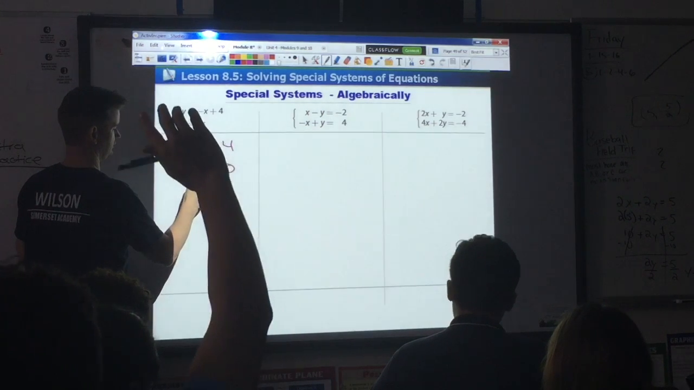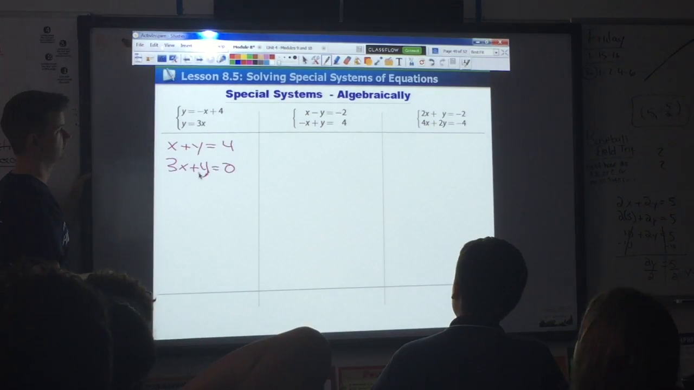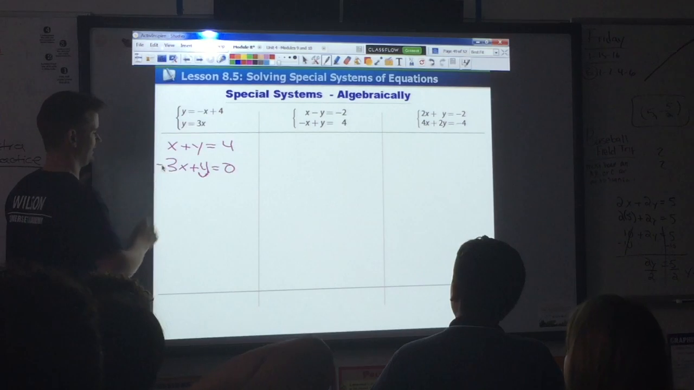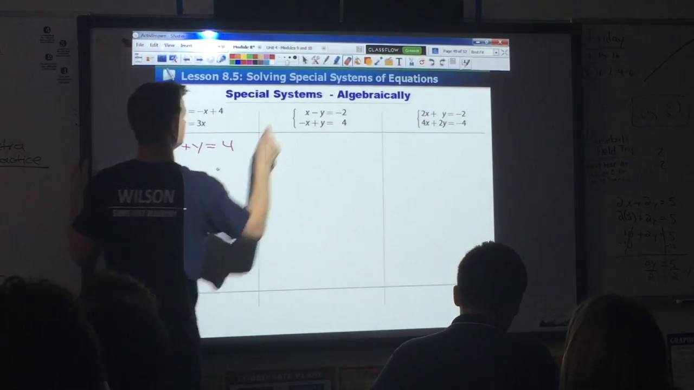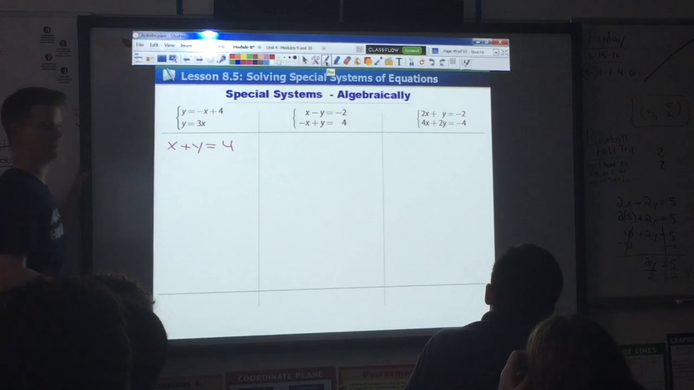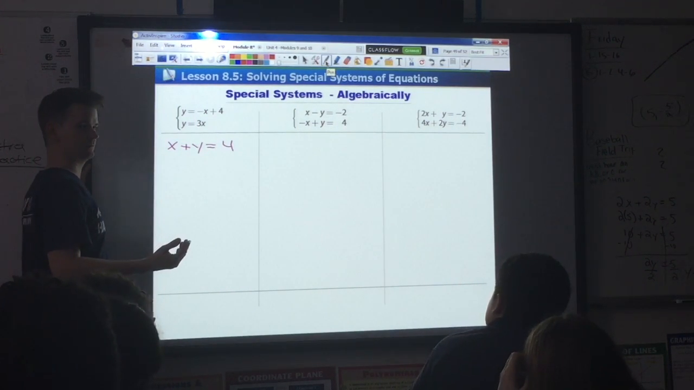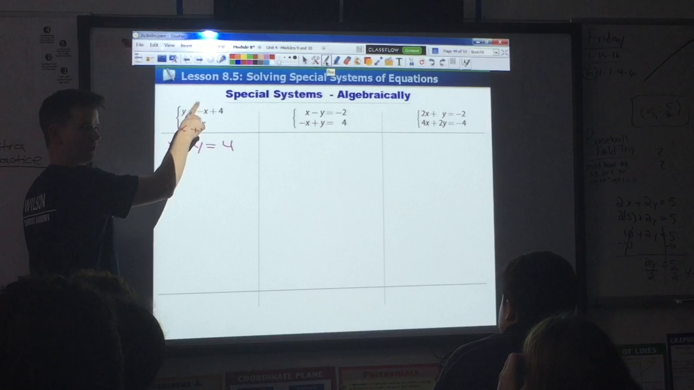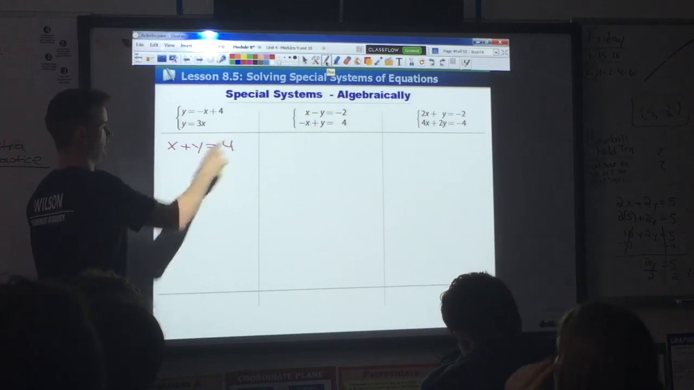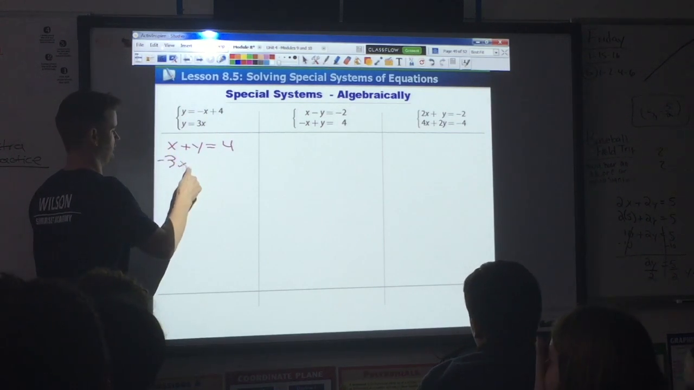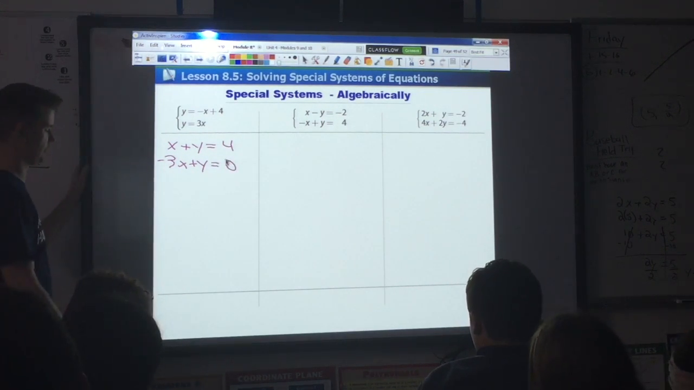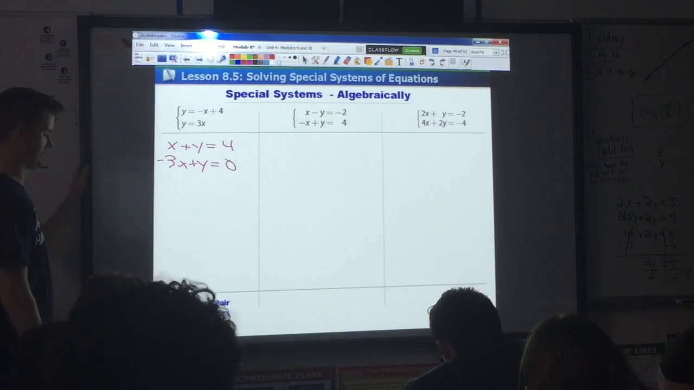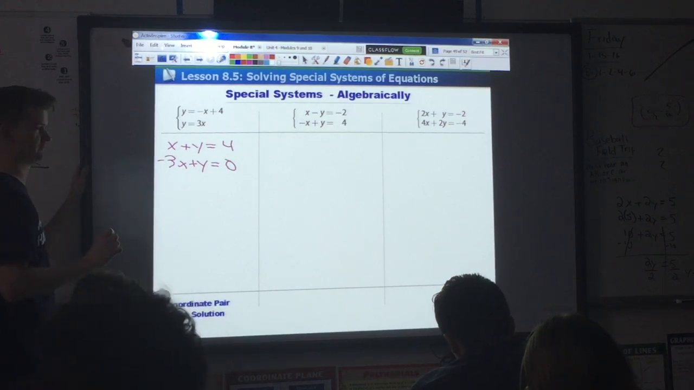Zero. Mr. Wilson, you forgot the x. Negative 3x, I know, it's like a weird looking one. What about the x? The x is not negative. That's negative, but when I move it over, it becomes positive. x plus y equals 4. Just the bottom one: 3x plus y equals 0. Then I would go in and solve, but we're not going to. If I did, though, it would give me a coordinate pair, one solution.